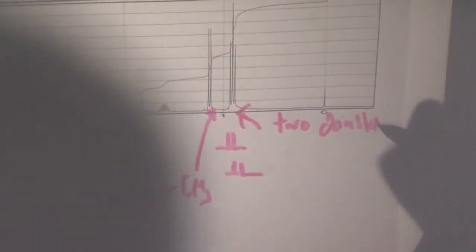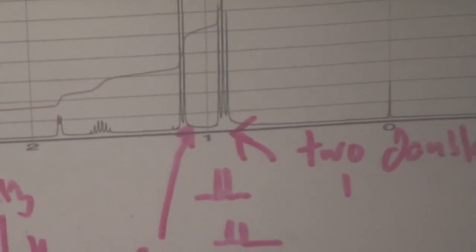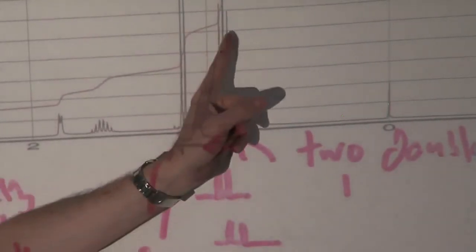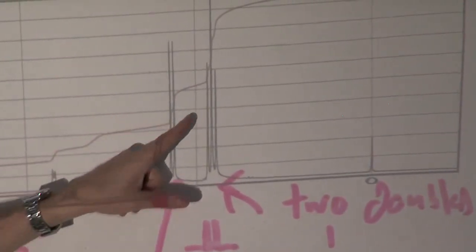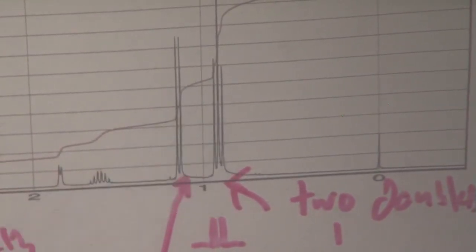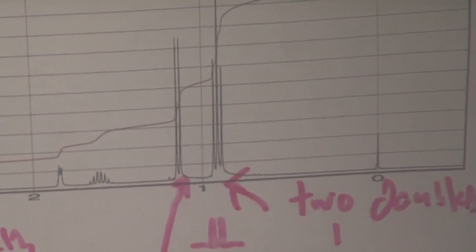Can you discern that because it's not 1 to 3 to 1? Well, you can discern it if you look carefully, because it's 1 to 2 to 1, but it's confusing. So it's 2 doublets, but let me tell you a secret.